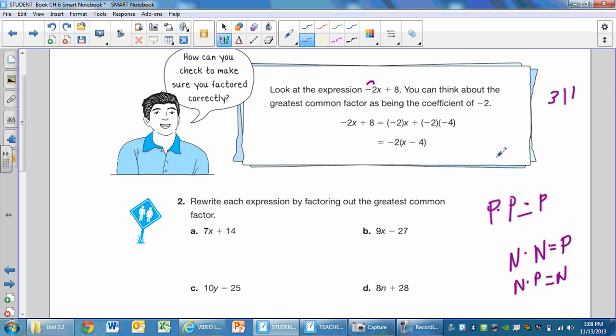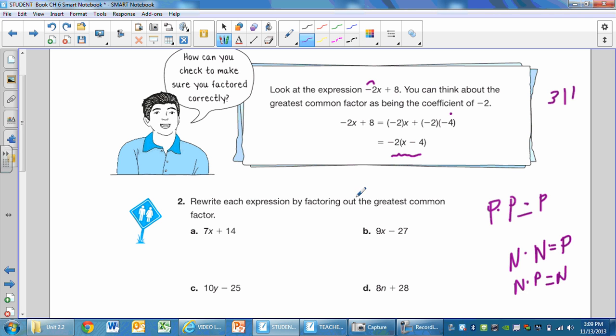So if I pull out a negative 2, I know that I have to multiply by a negative number because negative times negative is a positive, and 8 is positive, so then it is negative 4. And then when I rewrite it here to combine, I would do negative 2 times the quantity of x minus 4.